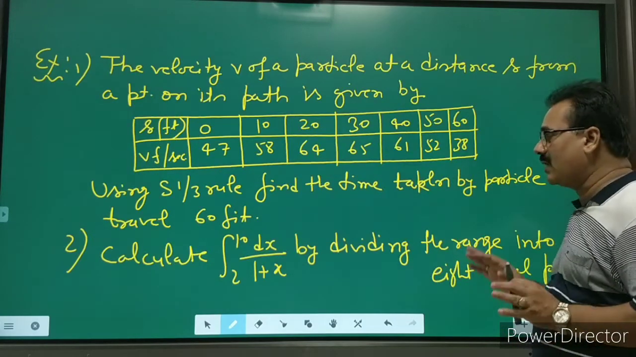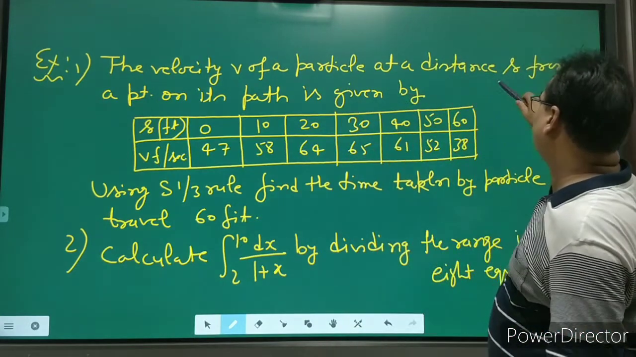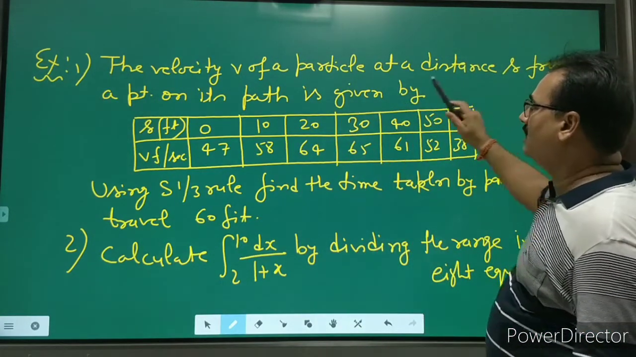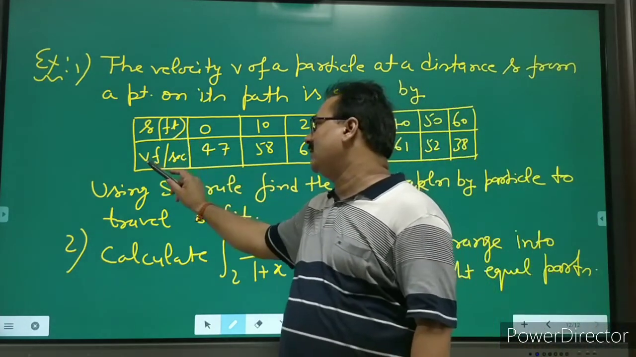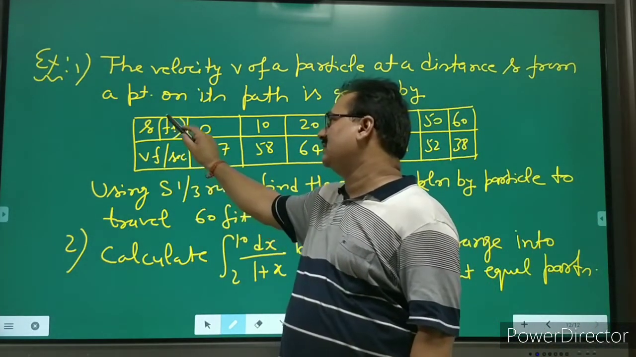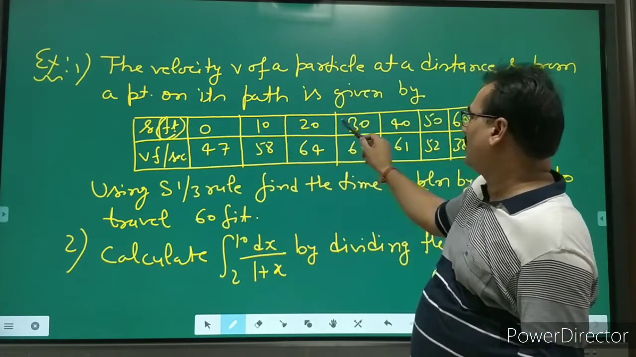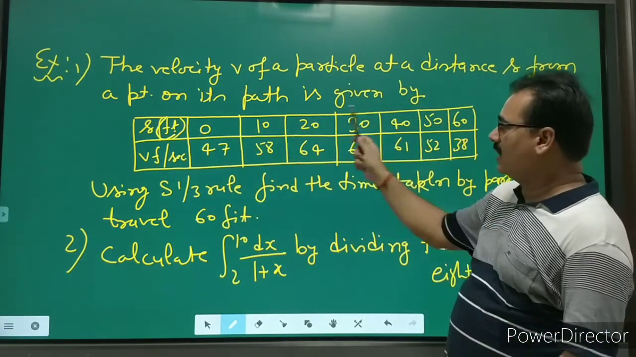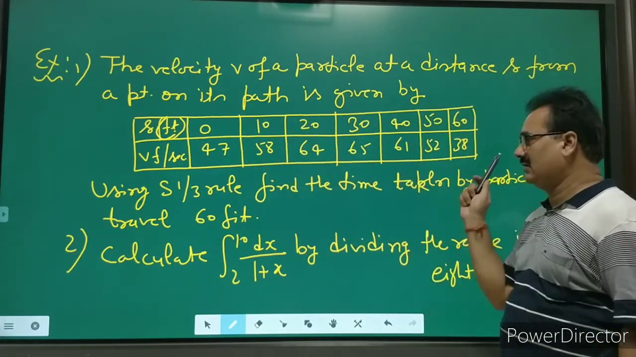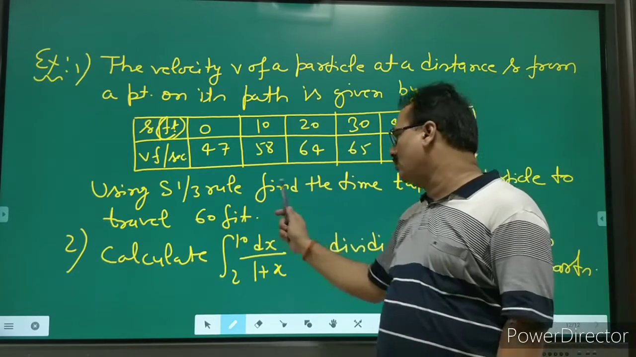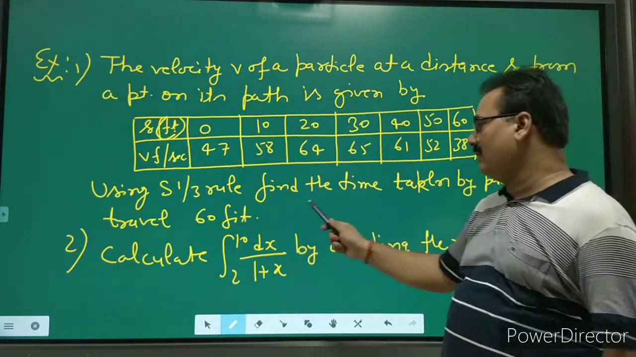Now these are the questions for practice. The velocity v of a particle at a distance s from a point on its path is given by this table. s is the distance in feet and v is the velocity in feet per second. That is s: 0, 10, 20, 30, 40, 50, 60, equally spaced, and v: 47, 58, 64, 65, 61, 52, and 38. Using Simpson's 1/3 rule, find the time taken by the particle to travel 60 feet.